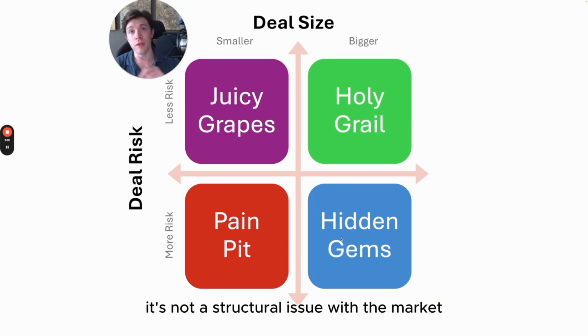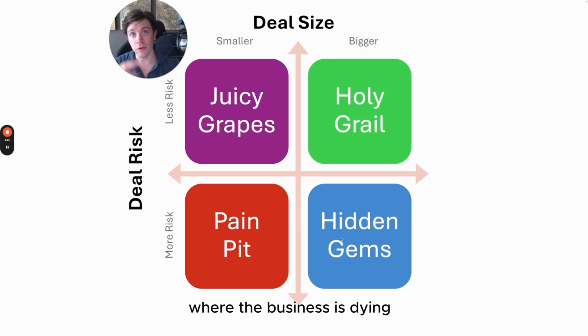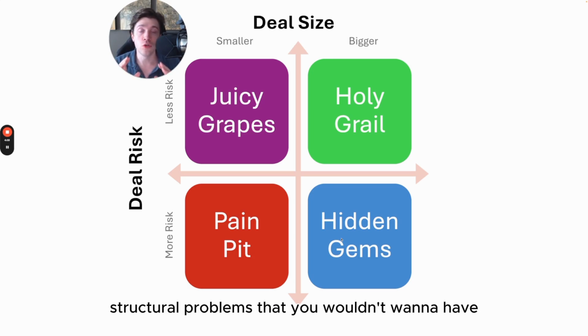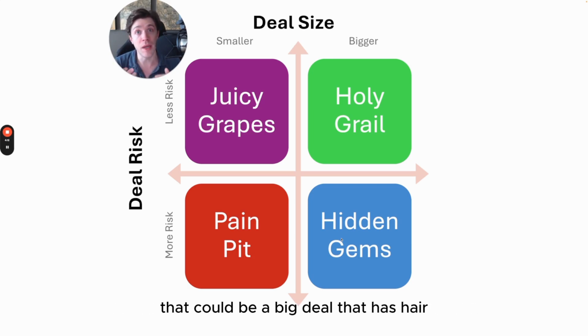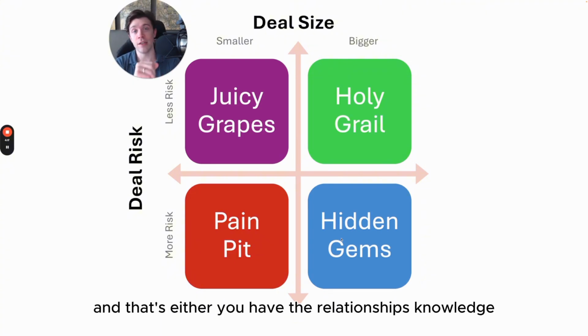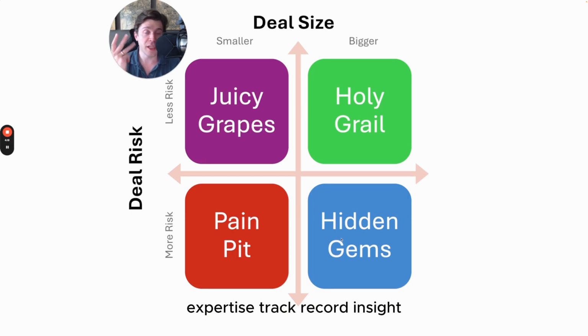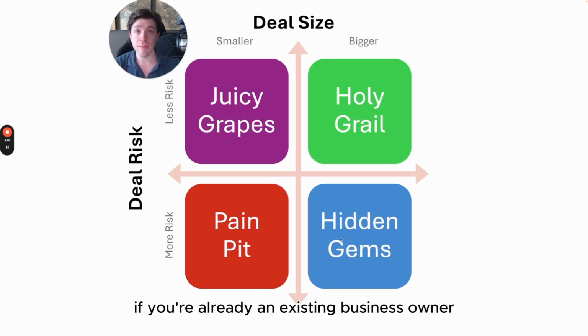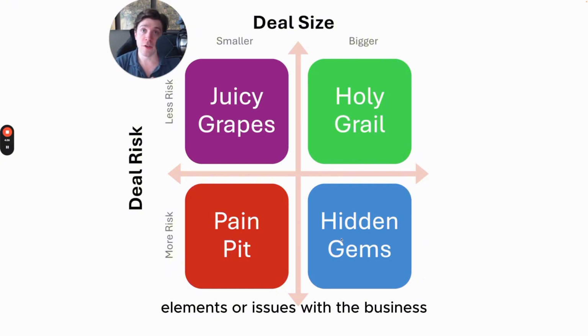It's not a structural issue with the market, or it's in some melting ice cube where the business is dying, or it's got some fundamental flaw with the product or whatever, right? There's all kinds of structural problems that you wouldn't want to have that could be a big deal that has hair that's not fixable. But if you have a big deal that has a solvable problem, and you have the relationships, knowledge, expertise, track record, insight, strategy, or approach that could enable you to solve that business's problems in particular, or by buying it into your business, if you're already an existing business owner, you can solve some of the structural elements or issues with the business.